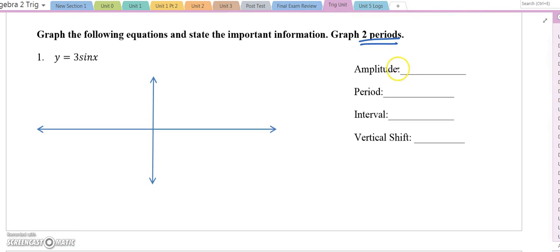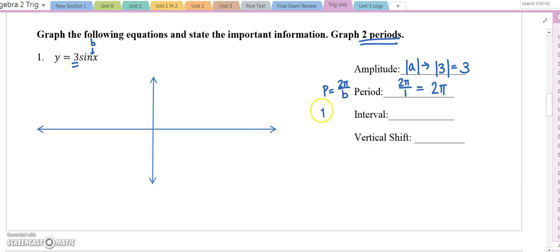Starting with the amplitude. Remember, amplitude is the absolute value of your A term, and the A term is the number in front. So in this case, that would be 3. The absolute value of 3 is just 3, so my amplitude is 3. Okay, the period. Make a little side note: period is 2 pi divided by b. Do you remember where b is? B is the number right here in front of x. So in this case, that's just a 1. So it would be 2 pi divided by 1, which is just 2 pi.